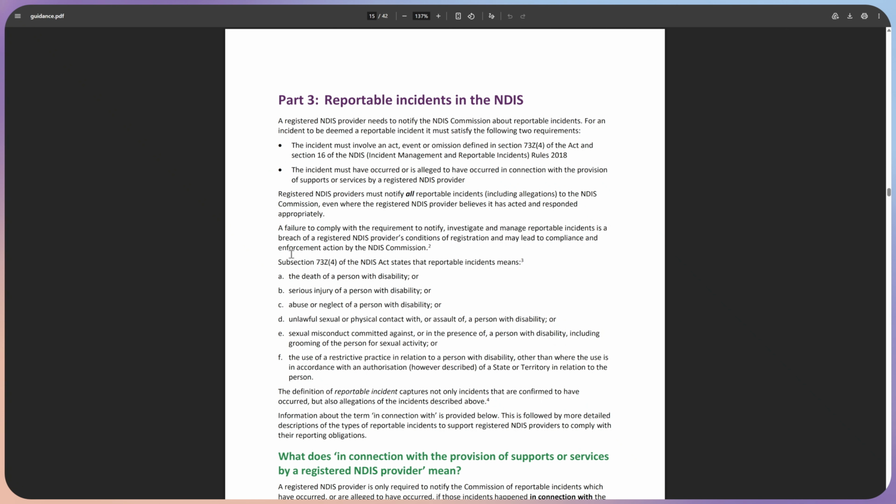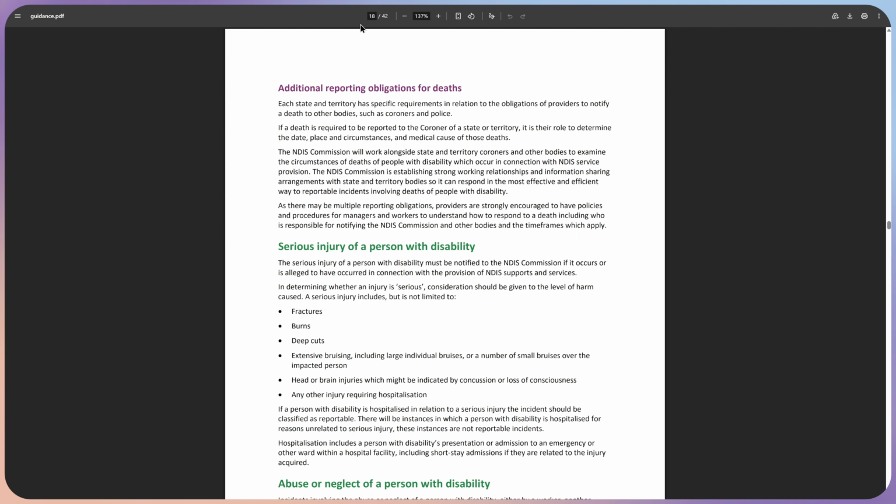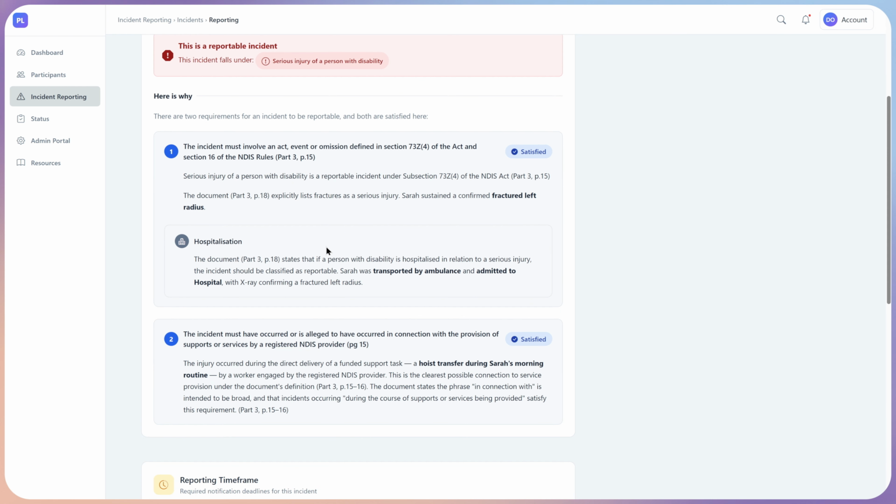So if we then jump back to our document, put page number 18 there, and under serious injury of a person with disability, we can see that fractures is indeed included as a serious injury. We can jump back to our application, and it gives us a section on hospitalization. And it says, again, with a page number referencing that same document, that if a person with disability is hospitalized in relation to a serious injury, the incident should be classified as reportable.